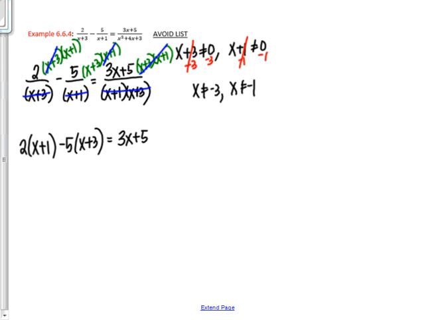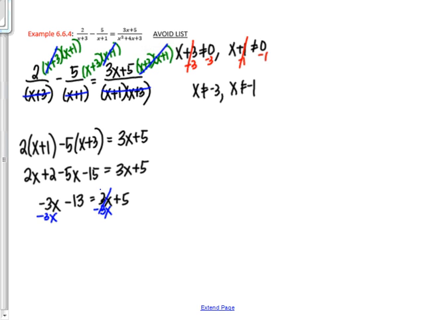Alright, so now let's solve this and see what we get. Distribute a 2 and I get 2x plus 2. And distribute a negative 5, I get a negative 5x minus 15. Alright, cleaning it up, 2x minus 5x is a negative 3x, and negative 15 plus 2 is a negative 13. Okay, so let's subtract the 3x to get rid of it, and let's add the 13 to get rid of it. So I get a negative 6x equaling 18. So if I divide by negative 6, then x is negative 3.